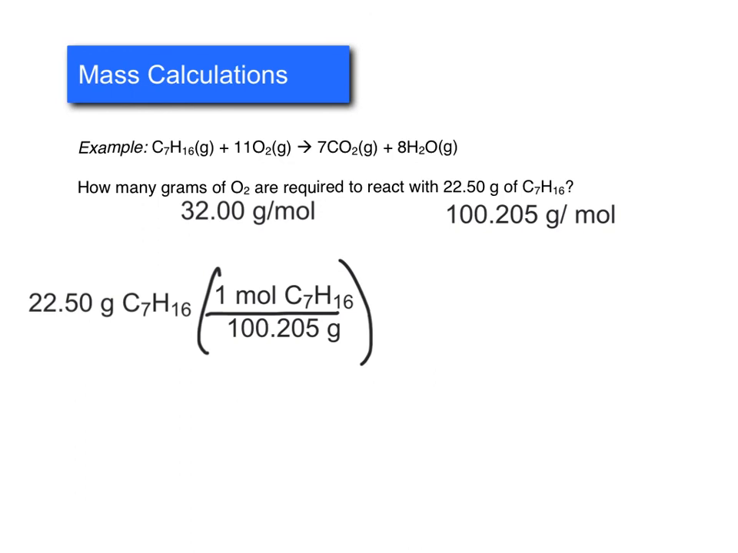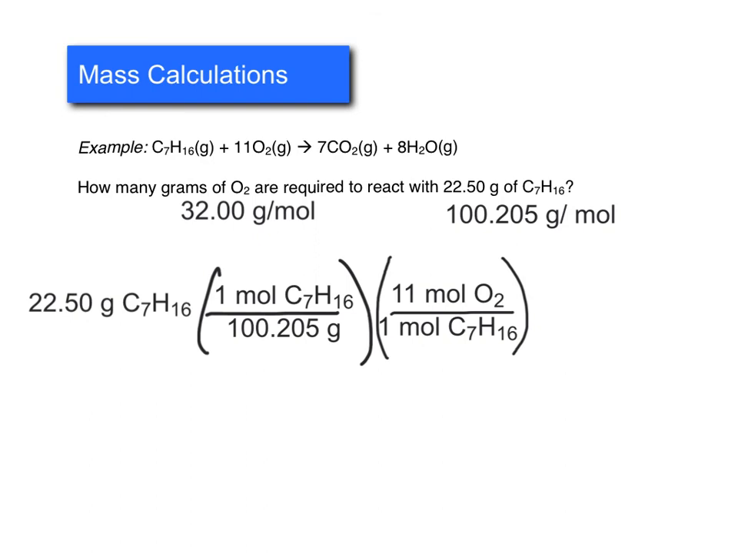All right, and the next thing we need is the mole ratio. So we know that for every 1 mole of heptane, because that's the coefficient up here, we need 11 moles of oxygen gas, because that's our coefficient here. Don't be afraid if the coefficients are bigger than 1 or 2 or 3, right? Sometimes that happens. Okay, so we want the moles of heptane on the bottom and the moles of oxygen on the top, and now we're at moles of oxygen.